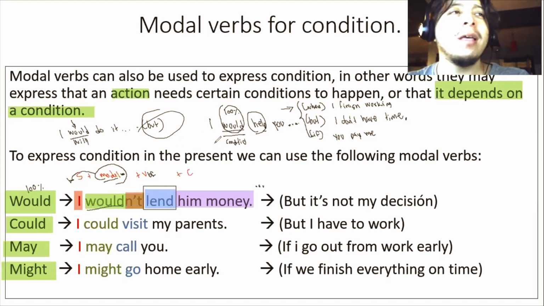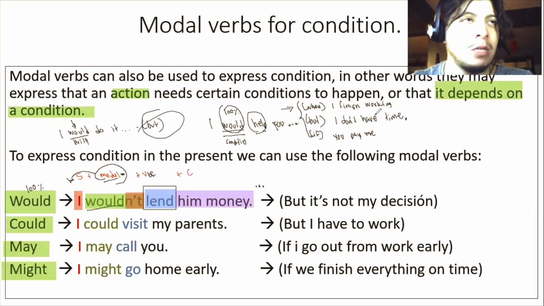I will do it, but. I will do it if. I will do it when. O sea, falta un pedazo. A veces tenemos la segunda parte, que es la condición, y pues a veces no. A veces nada más tenemos I wouldn't lend him money. ¿Qué significa I wouldn't lend him money? Yo no le prestaría dinero.